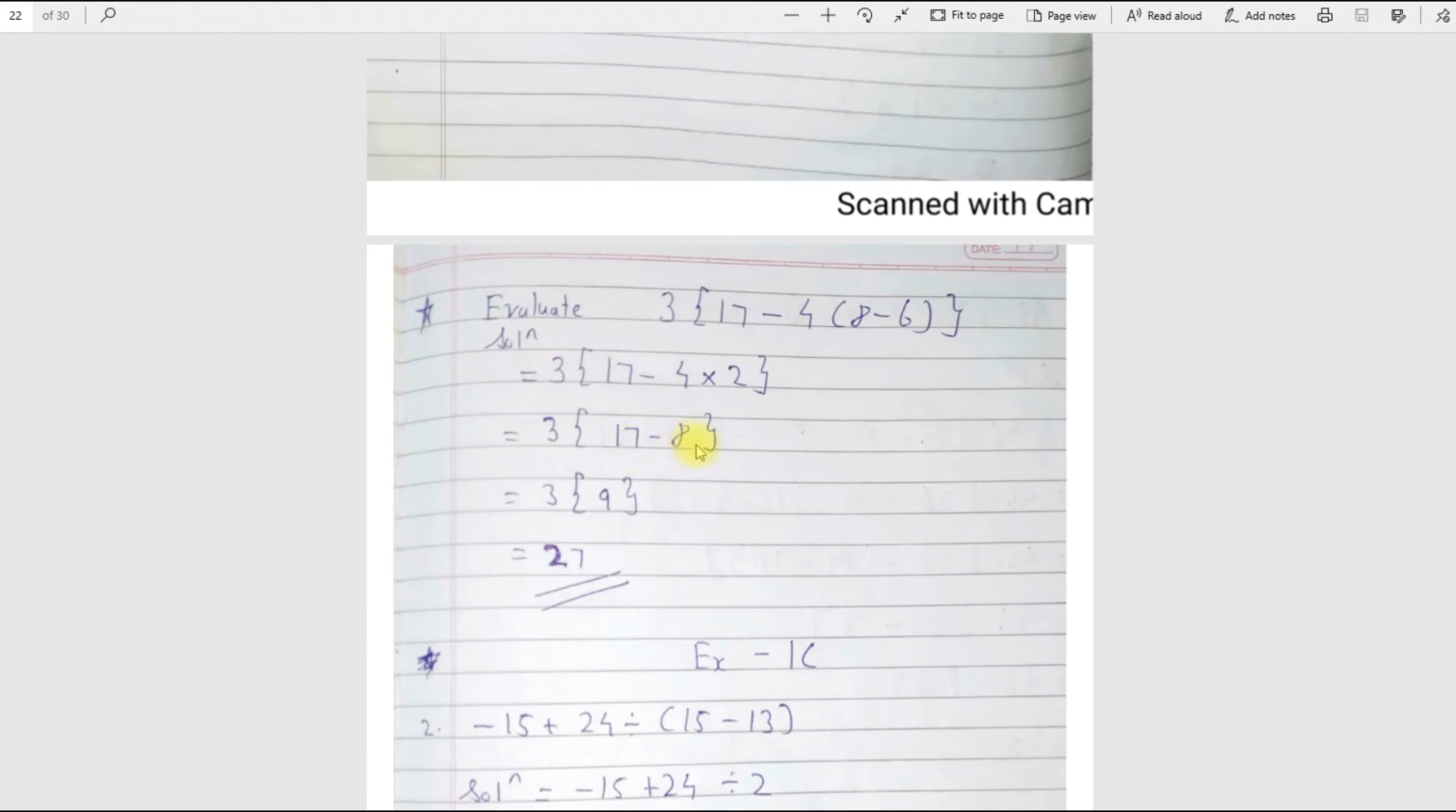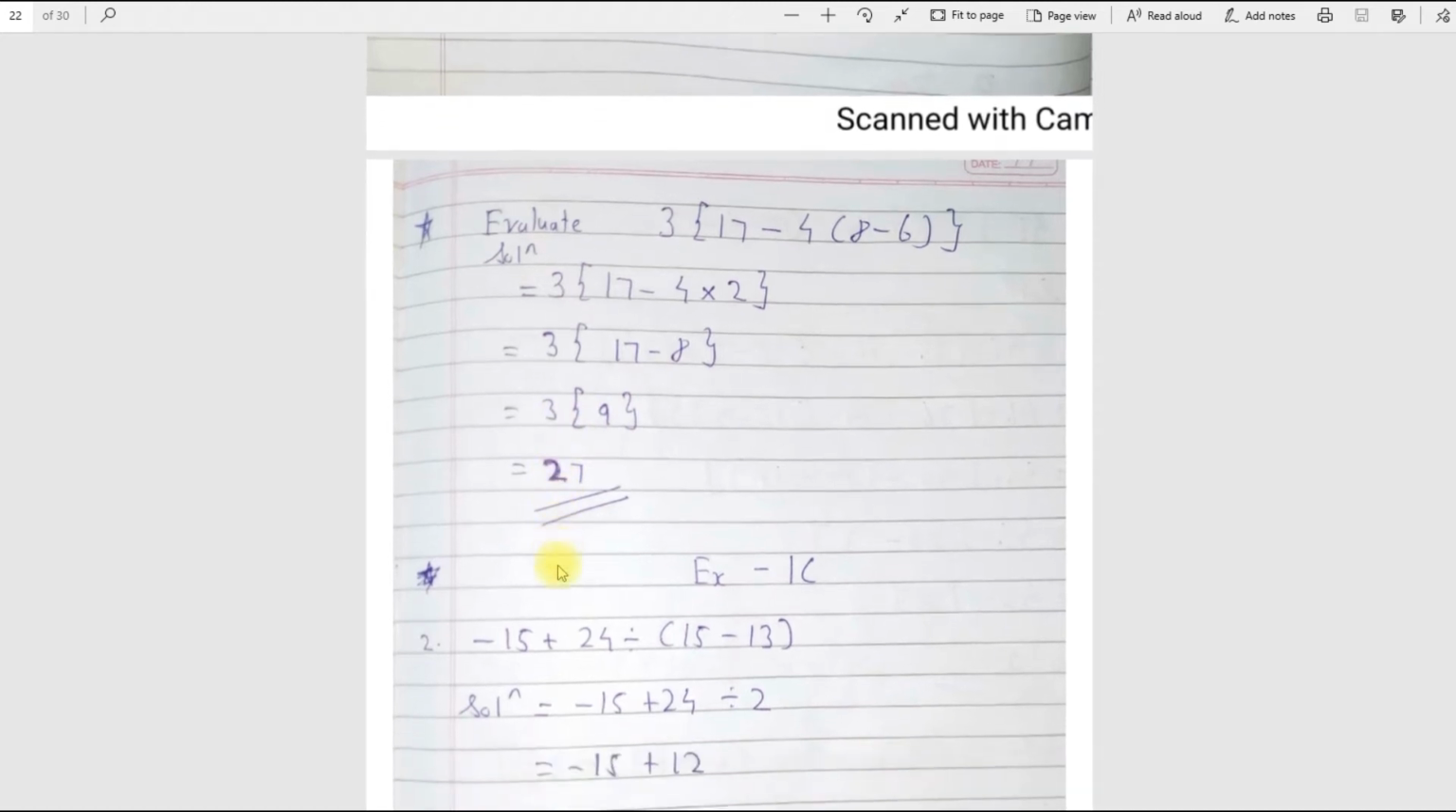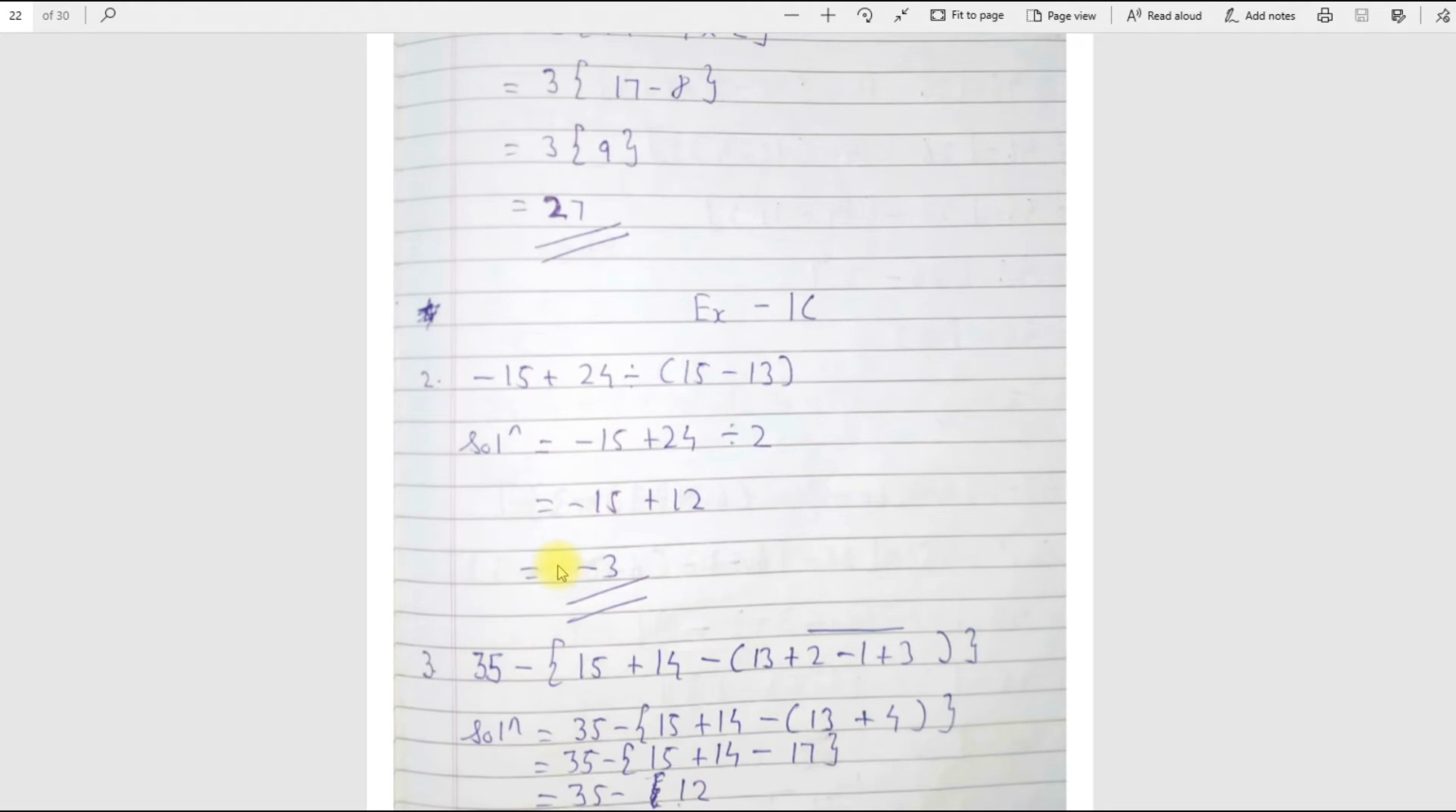So 17 minus 8 is what? 9. Therefore I wrote 9. And 9 times 3 is 27. Therefore the final answer is 27. Hope you've understood. Next, exercise 1C, second sum. Here first, as per BODMAS, we have to first solve the bracket. So 15 minus 13 becomes 2.